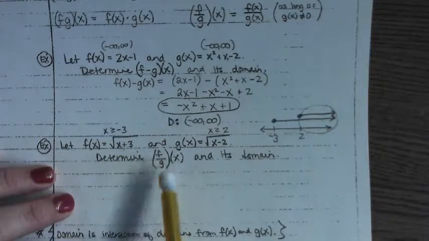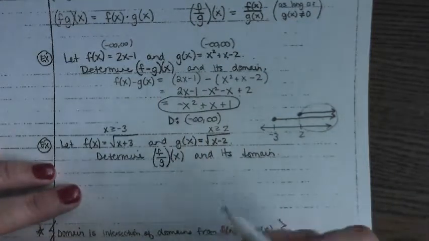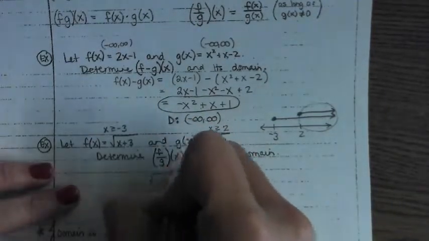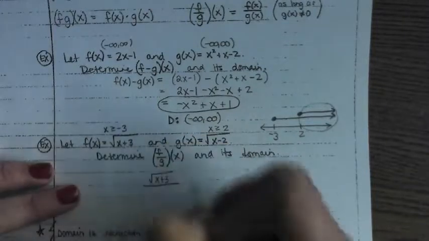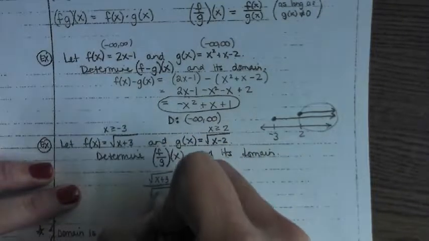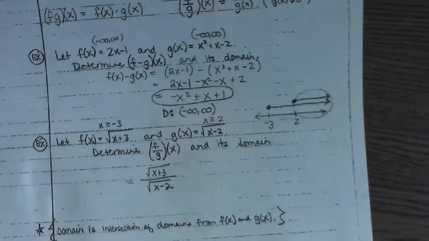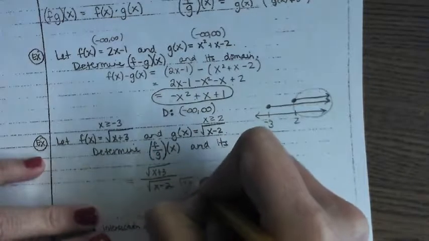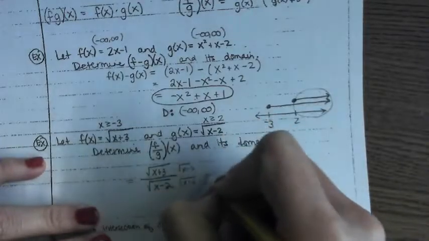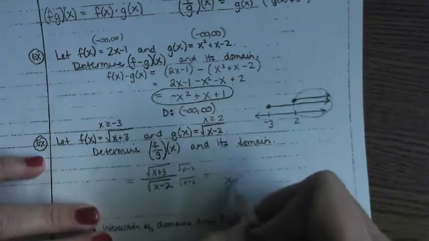If we're going to actually determine what this function looks like, f of x is root x plus 3 divided by g of x is root x minus 2. That would be it. If we wanted to rationalize, we could multiply by root x minus 2 over root x minus 2. I just kind of more want to see what's going to happen here.